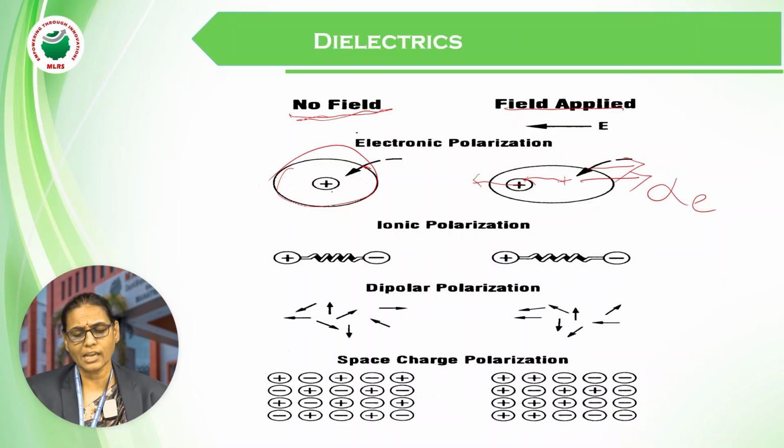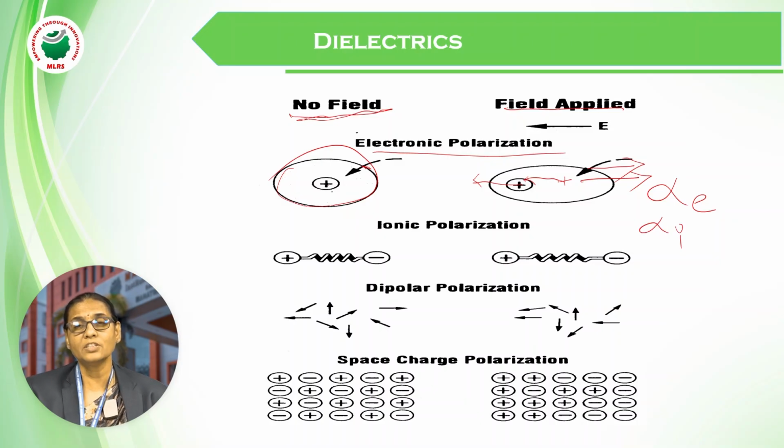Now, next, the second polarization. One more thing: electronic polarization occurs in all types of materials. Then, second, ionic polarization, which we represent by alpha I.